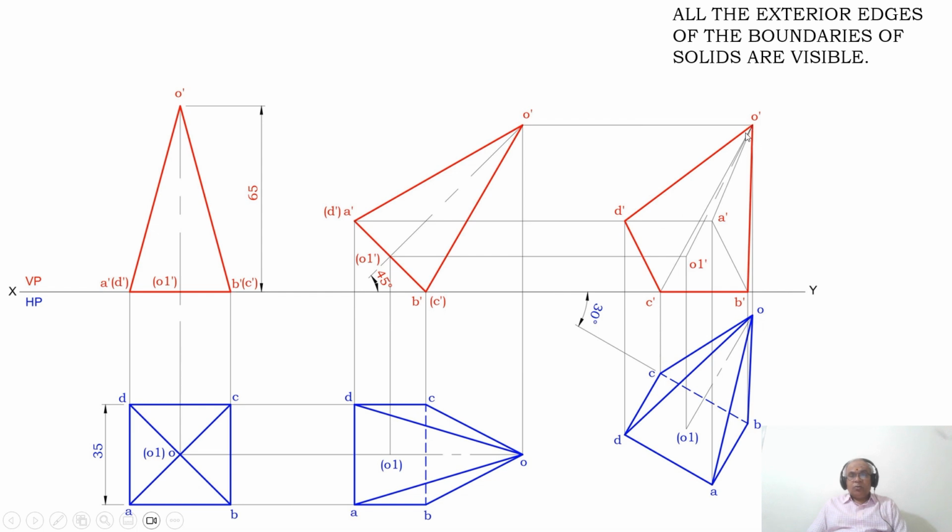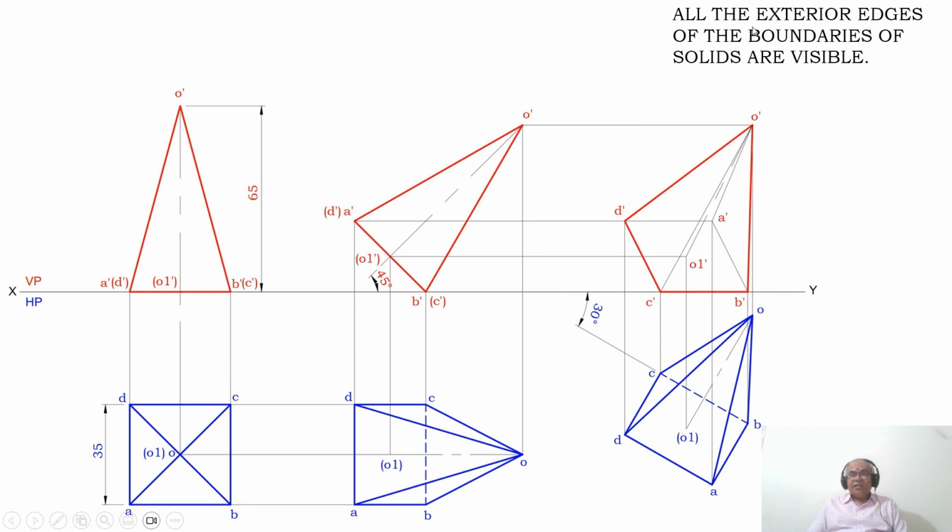Then join between O dash to O1 dash with the dash, big dash, small dash, big dash, small dash. Now, then join between O dash to A dash, O dash to B dash, O dash to C dash and O dash to D dash with a thin line. Now we are going to apply the condition of visibility.